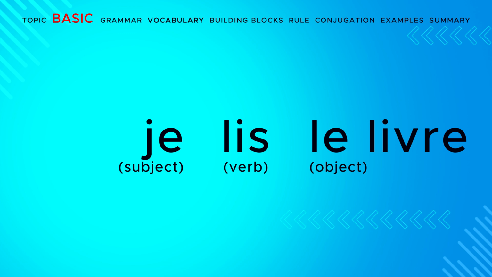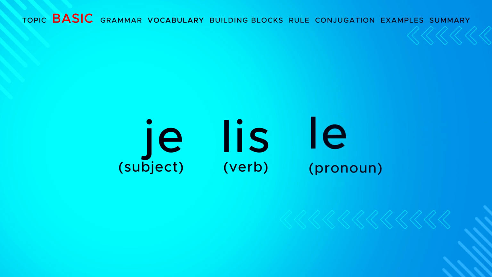Let's replace the direct object with its pronoun. As the direct object is masculine, we will replace it with the corresponding pronoun, which is le. Looks easy, right? But there is a slight change we have to make in the structure of the sentence.